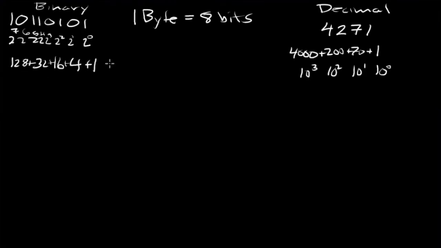If we add all those up, 128 plus 32, well, let's see, 2 and 28 is 30, so 160, 176, 180, 181. So this is really the same as the value 181 in the decimal system. So that's how you convert binary to decimal. So the thing is, those are really hard to write.